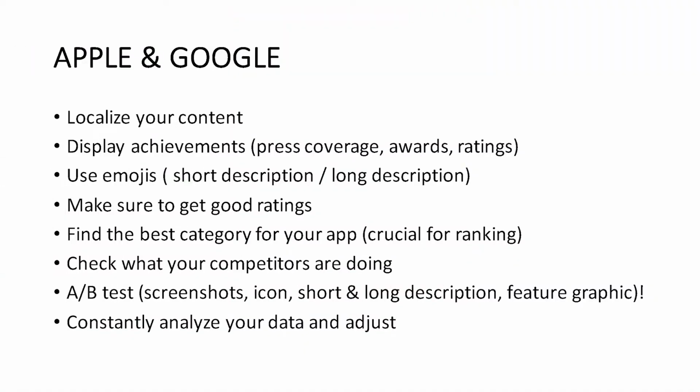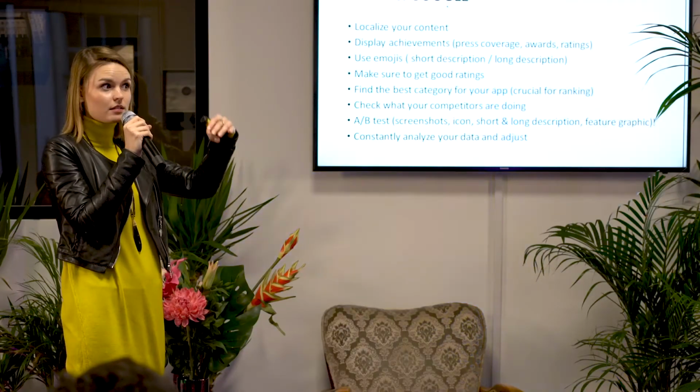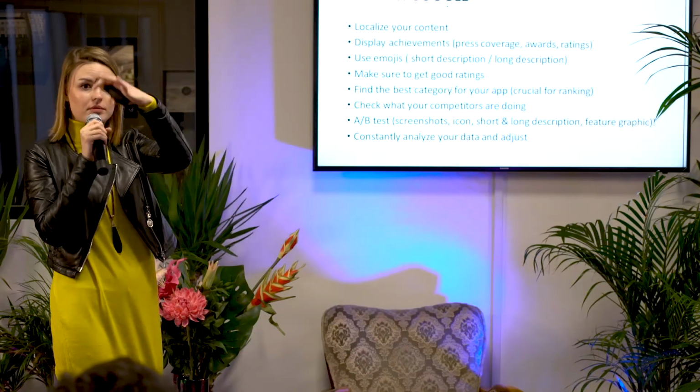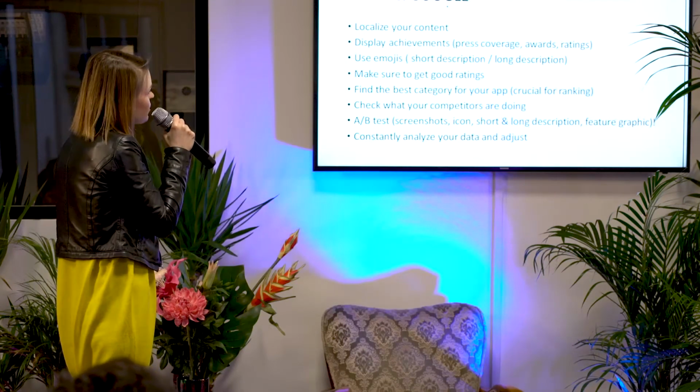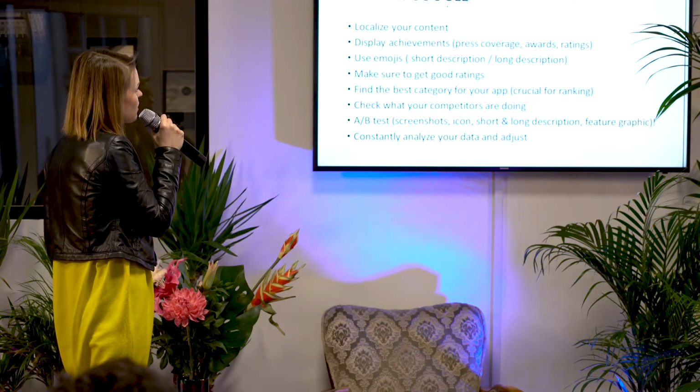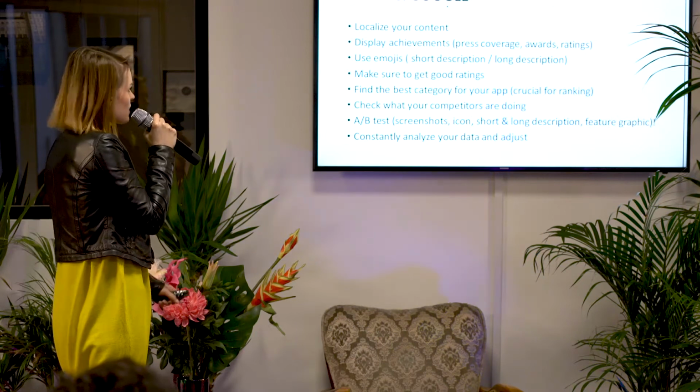Just to sum it up: localize your content, display achievements. If you have press coverage, awards, ratings, or so many downloads, just display it there. Put it in your long description. Just write it, like "selected best app of the year." Use emojis in your short description and long description. Make sure to get good ratings.